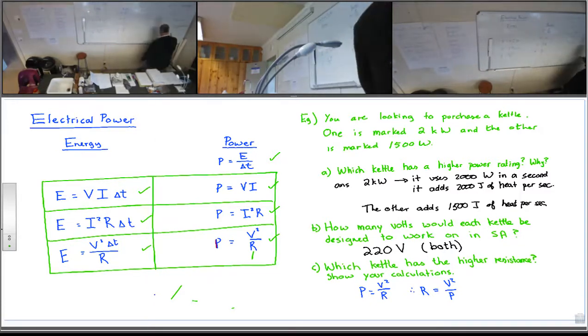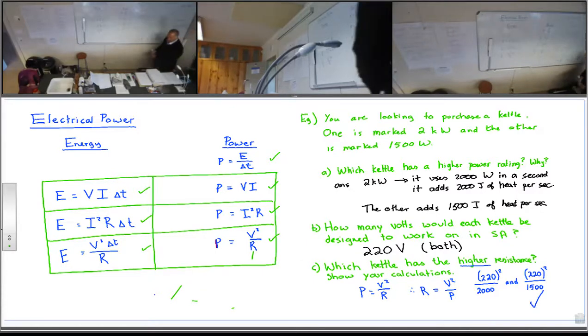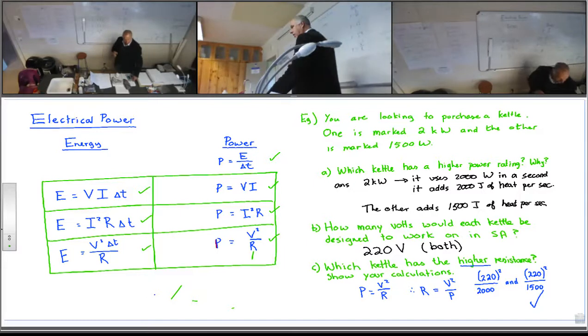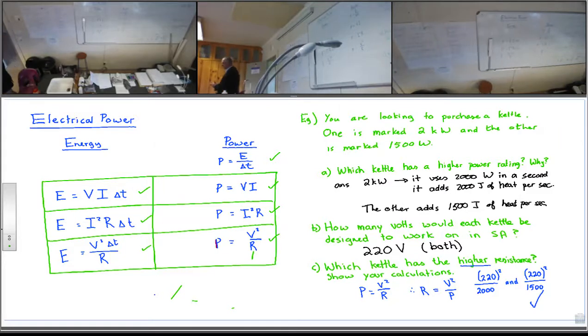Our two formulae are, what is R for one kettle? 220 squared over 2000, and 220 squared over 1500. Which one has got the higher resistance? The 1500. The lower the power, the higher the resistance. Make a note there: the lower the power, the higher the resistance.